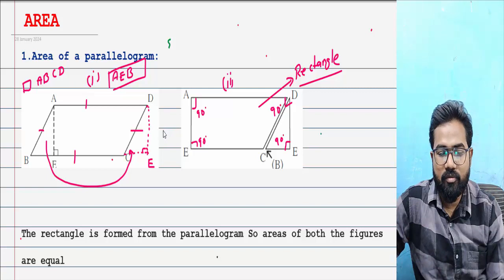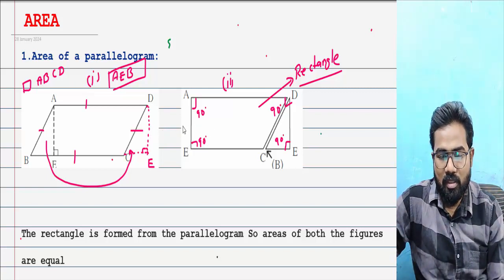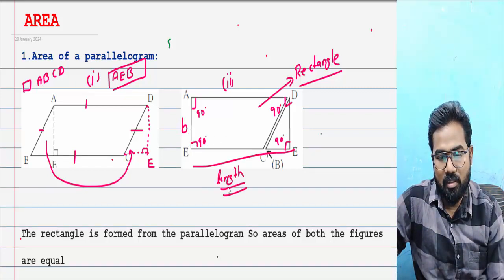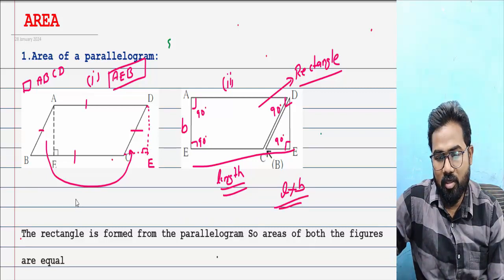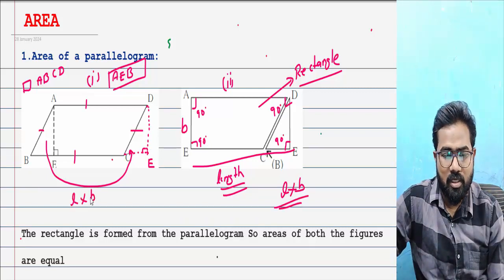So the area of both figures is equal. In this rectangle we are getting AE as the breadth, and this part will look like the length. So in this case they have an equal area. It means the length into breadth is the area of the rectangle. So here it will be the same, length into breadth.